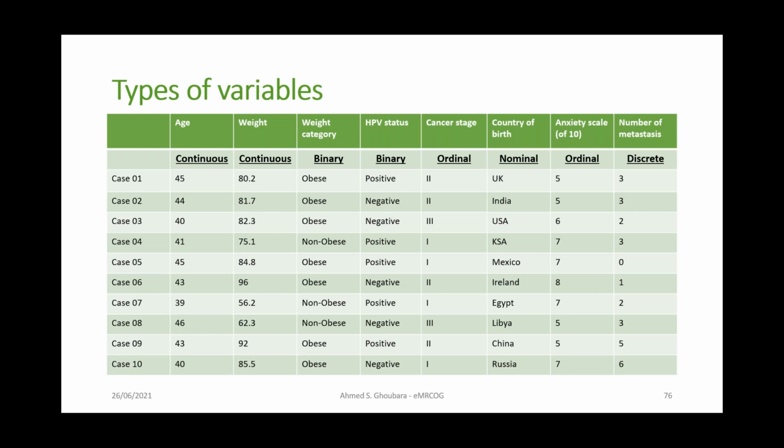Discrete, because we count on the patient. First lady, in case 1, she got 3 metastases. Case 2, she got 3. Case 5, she got 0. Discrete means integers, like parity, like in previous sections. Okay.